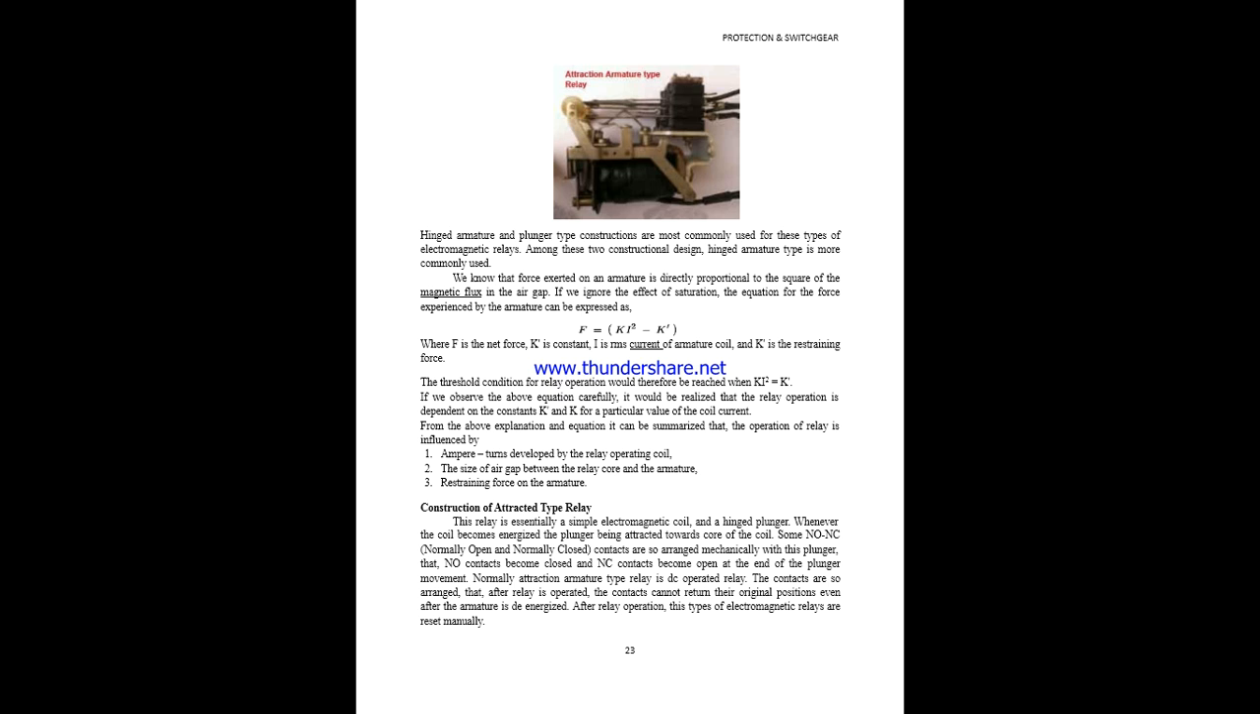We know that the force experienced by the armature can be expressed as an equation based on the square of the current of the armature coil, considering constants like K, and then the restraining force K dash. At the threshold condition for relay operation, K i square is equal to K dash. From this equation, we can understand that when the operating force is equated by the restraining force, at that time there is no problem.